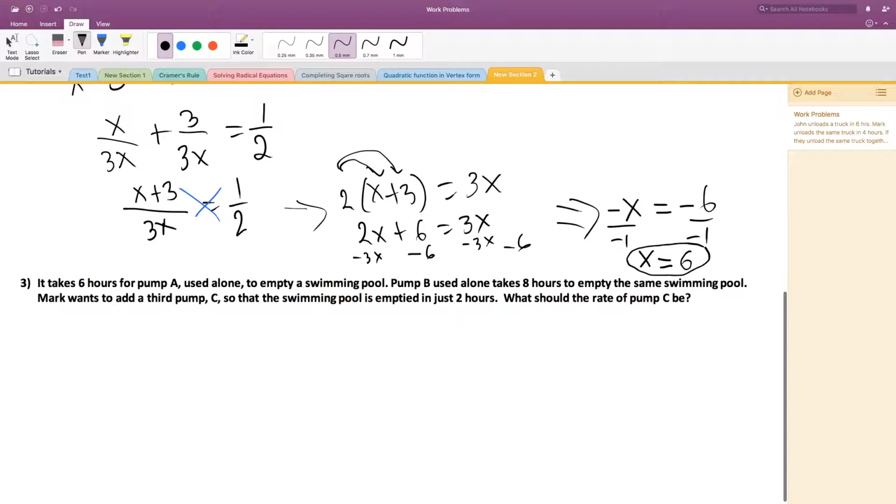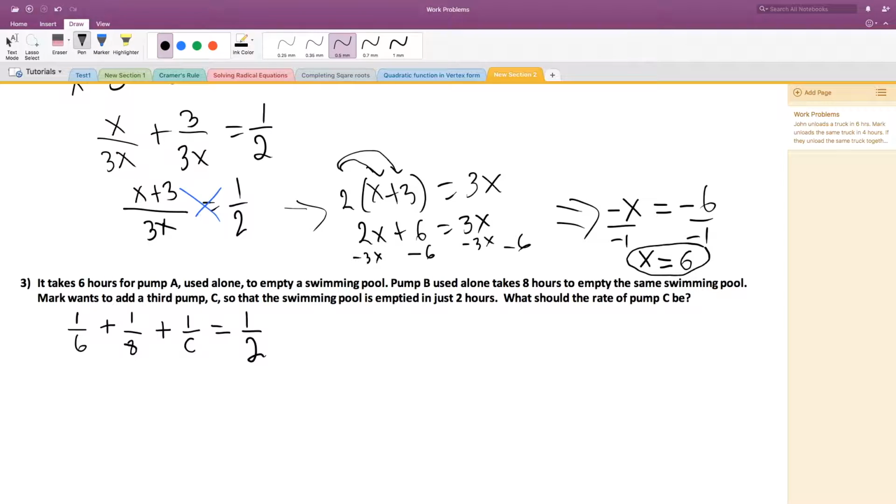Okay, so here, this is what we're going to do. For A, it takes 6 hours, so we're going to write 1 over 6 plus, for B, it takes 8 hours, 1 over 8 plus, for C, we don't know the rate. In fact, that's what we're trying to find out. So for now, we're just going to write 1 over c equals 1 over 2, because 2 hours is the time it takes for all 3 pumps working at the same time, emptying the swimming pool.